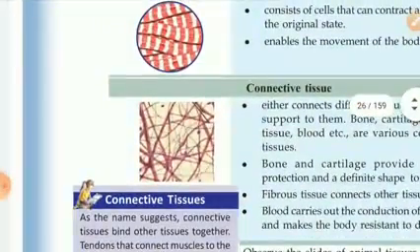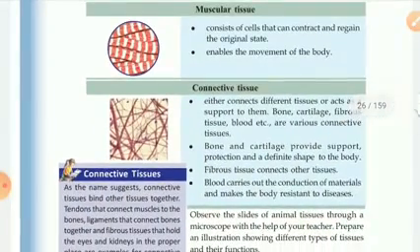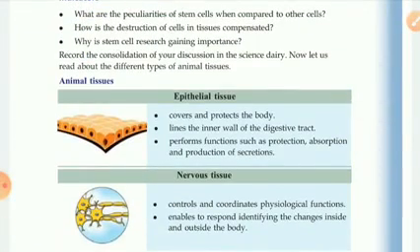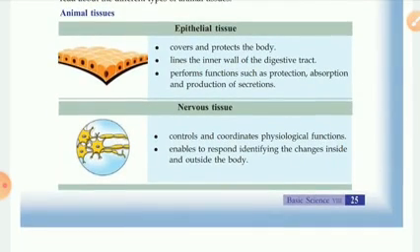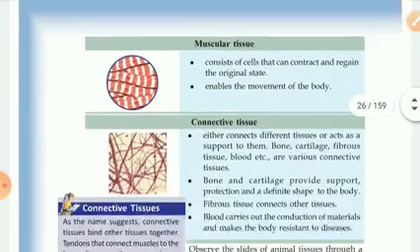Children, today we learned about 4 types of animal tissue. First, epithelial tissue: protection, absorption and secretion. Nerve tissue: control and coordination of physiological functions. Then muscular tissue: enables body movement.